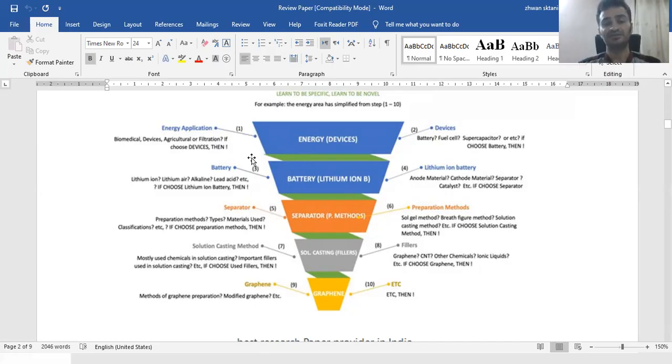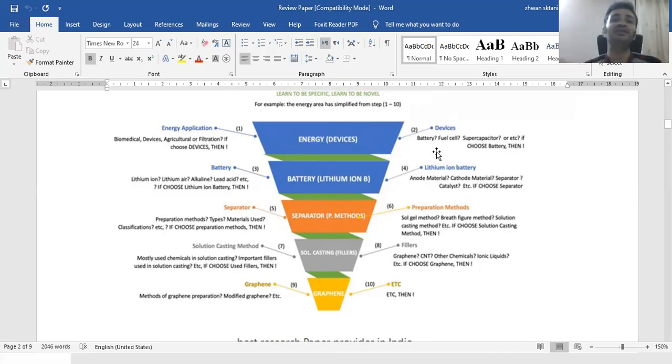For example, a particular supervisor gave a researcher tasks about the energy area and asked him or her to choose a specific research topic. In the energy area, first of all, he chose application. What kind of application? Biomedical, devices, agriculture. For example, he chose devices. He is still in the first stage.